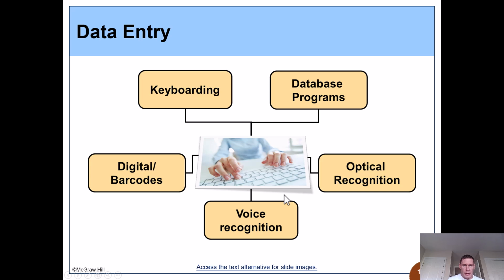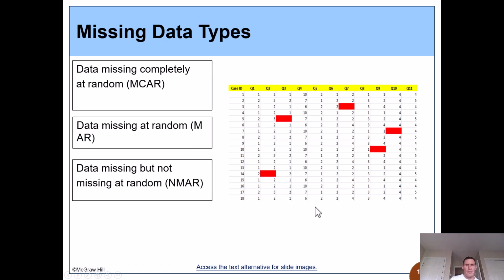So data entry, it may require keyboarding. You can use database programs, possibly optical recognition, voice recognition, and digital barcodes. Now, a lot of the data entry, if you do this right, there's programs where you can look at the data, clean it, and check it to make sure it's good, no missing numbers, missing values, and then it will actually put it into the statistical program for you in order for you to conduct the analysis.